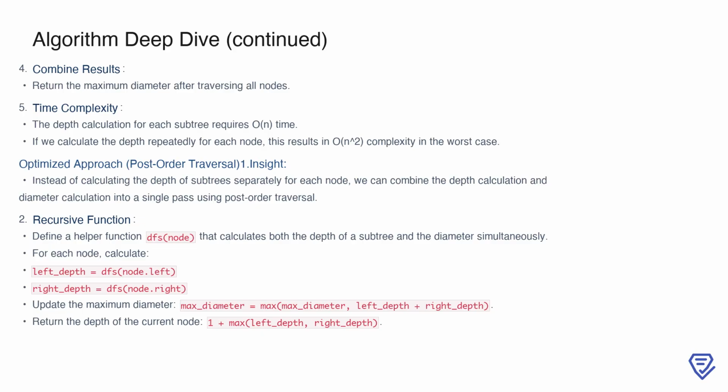Using a recursive helper function called DFS, we can calculate both the depth of a node and update the global diameter in one step. For each node, the function calculates the depths of its left and right subtrees, updates the maximum diameter as the sum of these depths, and then returns the depth of the current node as 1 plus the maximum of the left and right depths. This eliminates the redundant calculations seen in the brute force method.